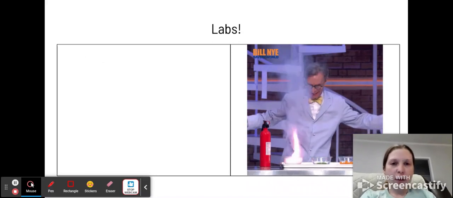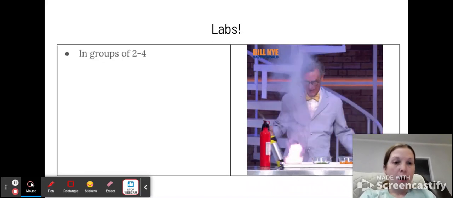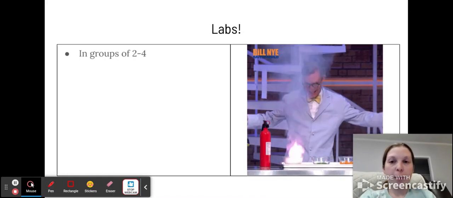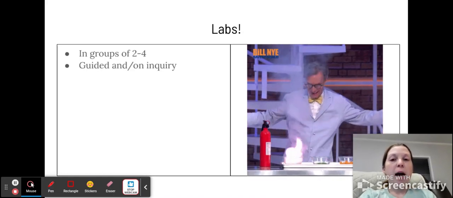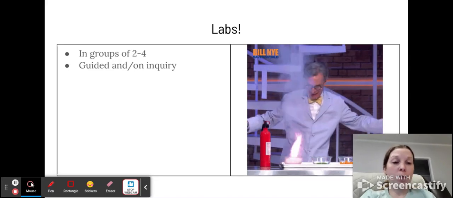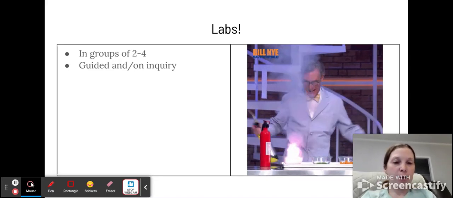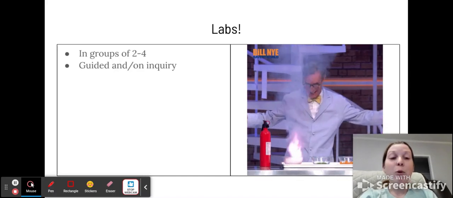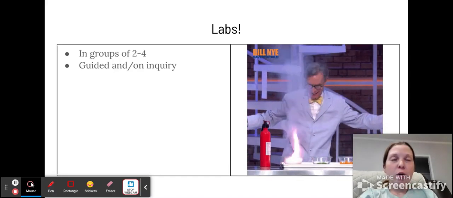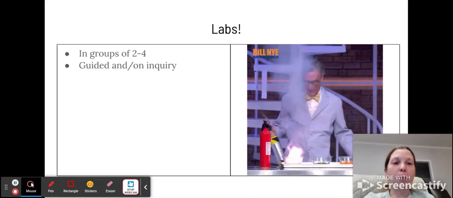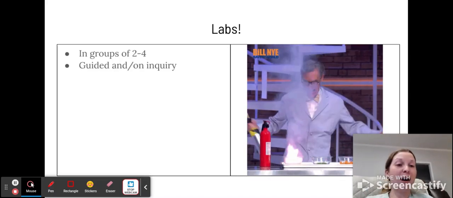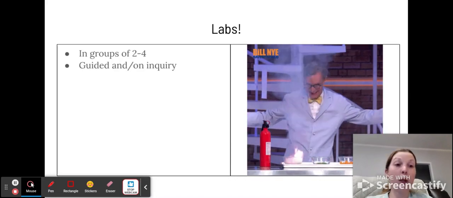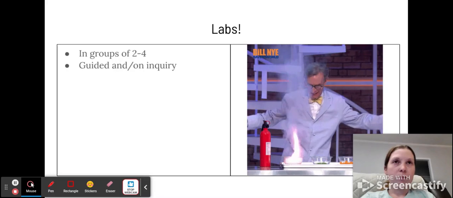So now we can talk a little bit about labs. These are very important. You will do a lot of them in this class. So you'll be in groups of 2 to 4, depending on what the lab is. They're either going to be guided and/or inquiry. So guided means I supply a procedure for you. Inquiry means that you are going to be given a question and you have to try to figure out how to answer it. So these are a little bit tougher, but I'm expecting you to be creative in your procedures there.